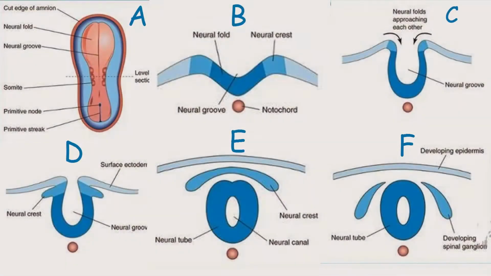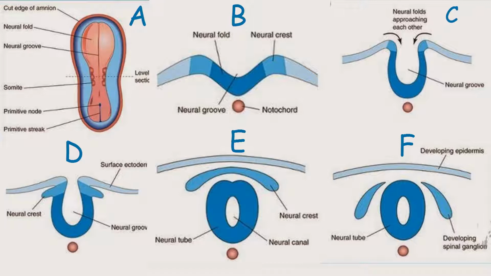By the end of the 3rd week, the lateral edges of the neural plate become elevated to form neural folds, and the depressed midregion forms the neural groove. Gradually, the neural folds approach each other in the midline, where they fuse. As the neural folds elevate and fuse, cells at the lateral border or crest of the neuroectoderm begin to dissociate from their neighbors and form the neural crest.